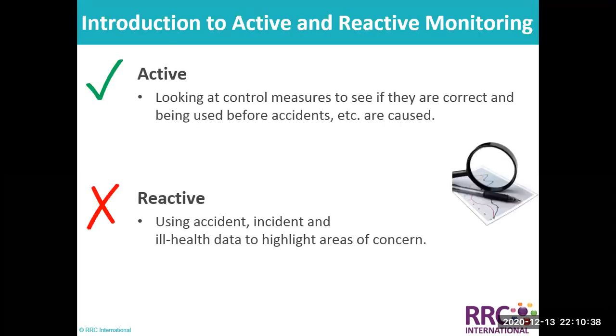Active and reactive monitoring. Active monitoring is looking at control measures to see if they are correct and being used before accidents are caused. All the measures you put in place to ensure that before anything goes wrong, that's what has to do with active monitoring. Reactive is using accident, incident, and ill health data to highlight areas of concern when things have already gone wrong, when something has happened.